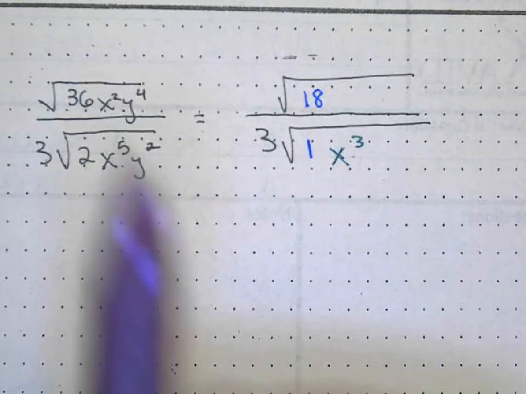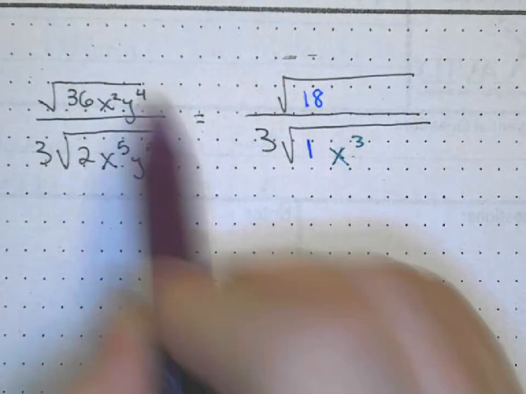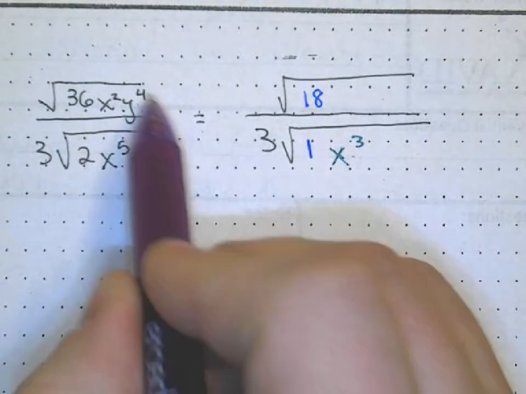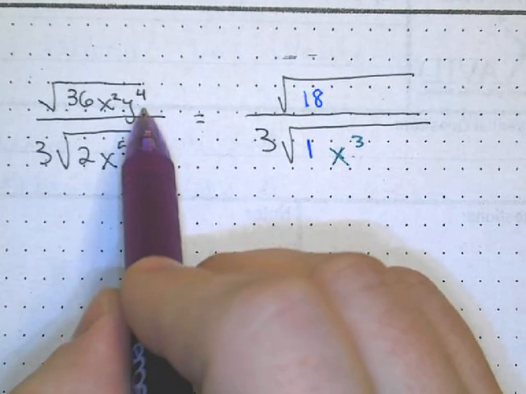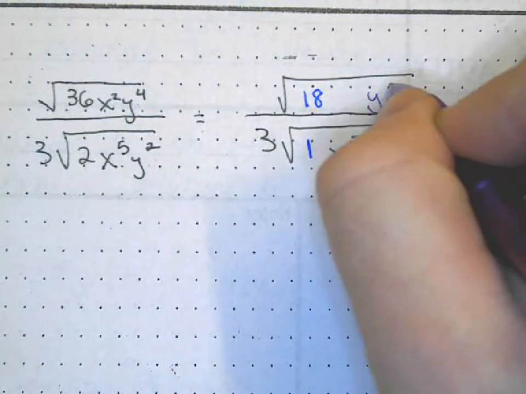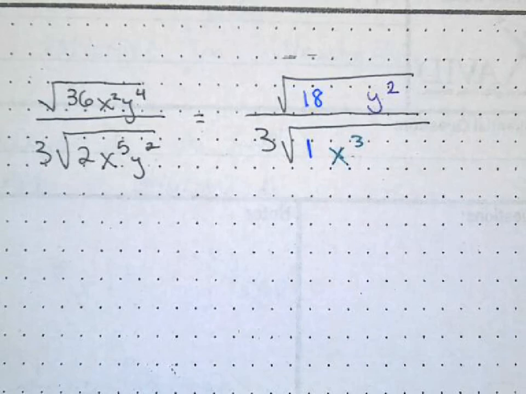Next, we'll deal with the y's. So now I can say y to the 4th over y squared. We'll subtract, and since I have more in the numerator, it's going to stay in the numerator, so I get y to the 2nd power.